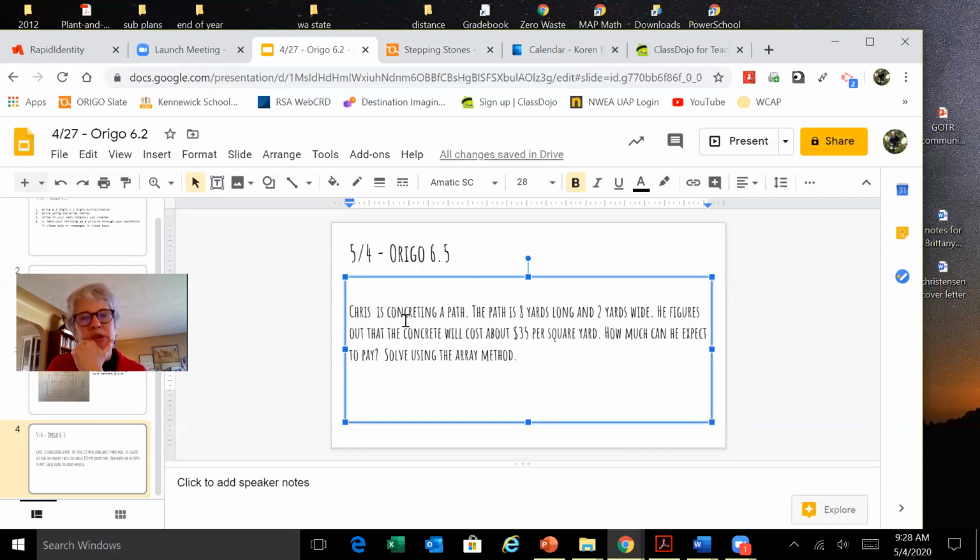It says Chris is concreting a path. So the path is 8 yards long. Let's put 8 yards long, okay, and 2 yards wide. He figures out that the concrete will cost $35 per square yard. How much can he expect to pay? Solve using the array method. Okay, so let's see if I can do this here.